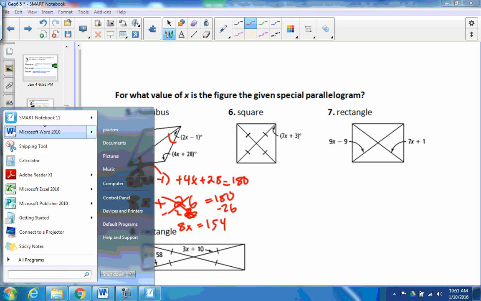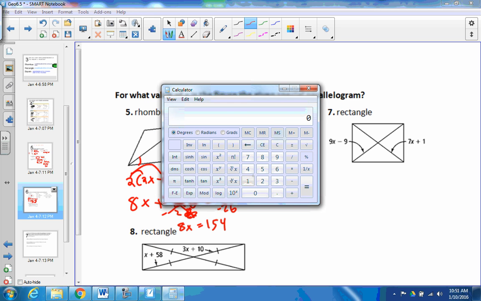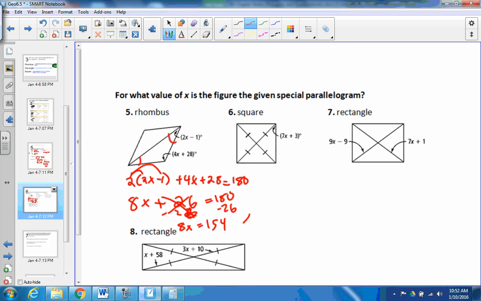Get your handy dandy calculator. And 154 divided by 8. I did that right. 154 divided by 8. It's like 19.25. Now, that doesn't seem right. And I'd have to check my notes. But for right now, if I did make an error, please report that next time you see me. All right. Let's go on to number 7.